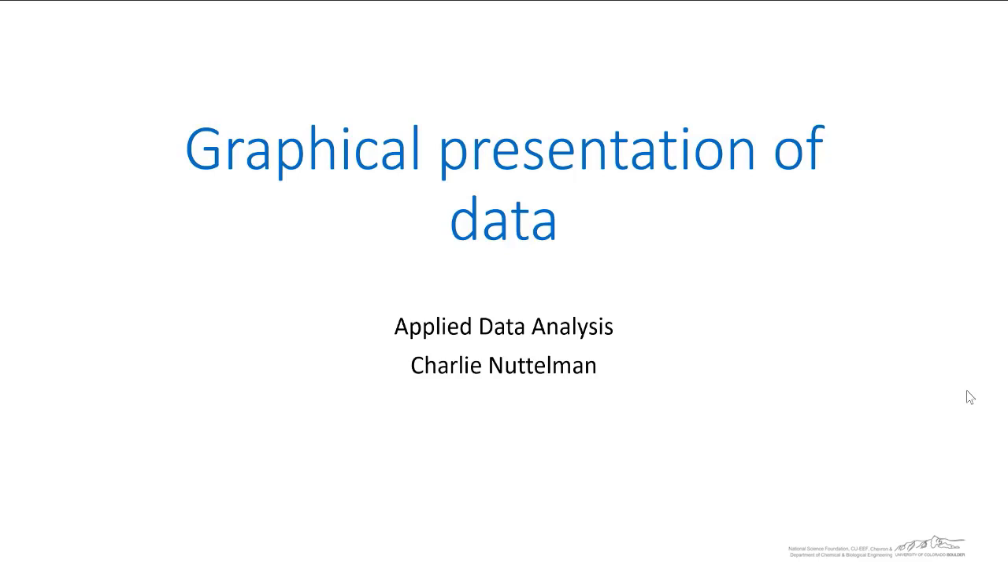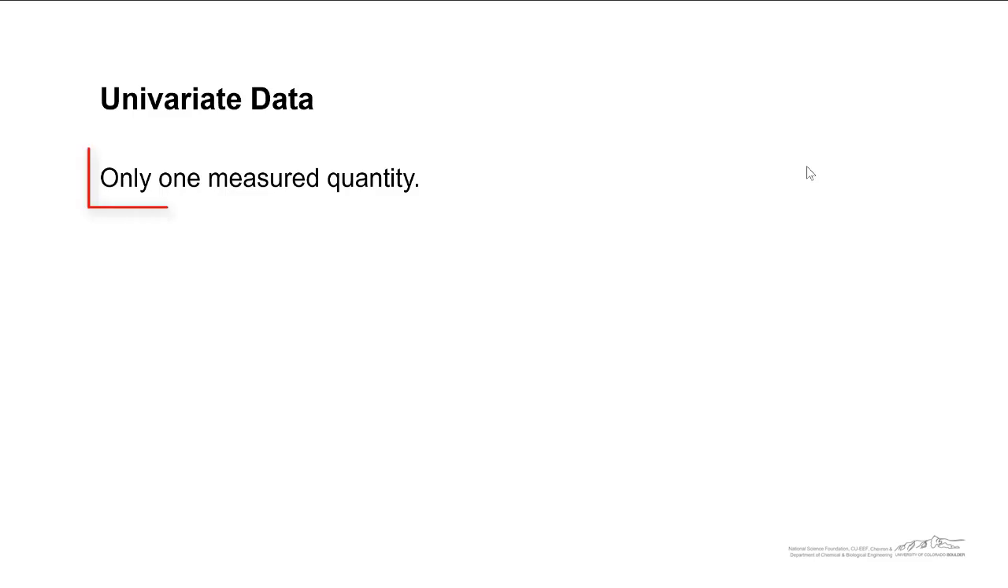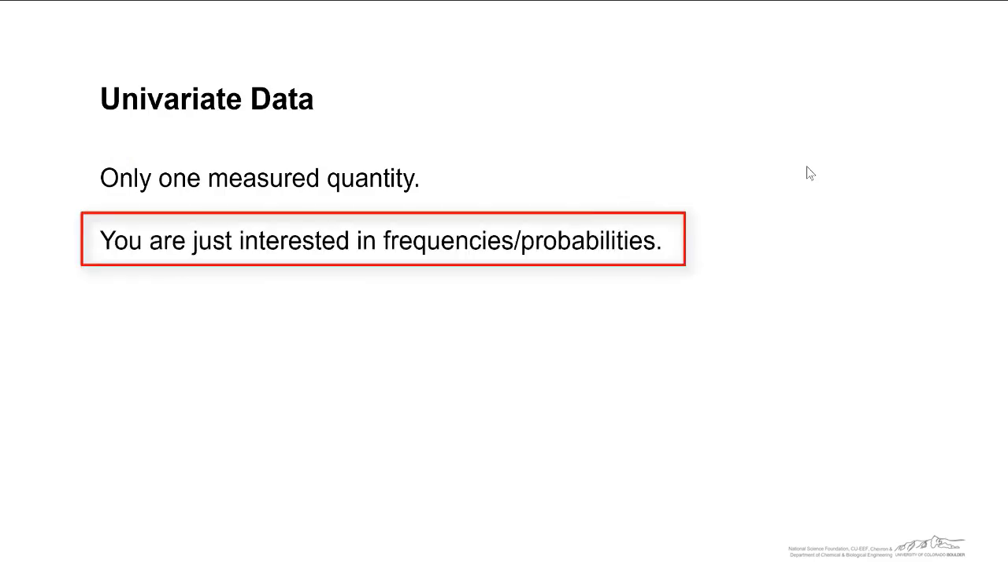In this screencast, you're going to learn or review graphical presentation techniques for data. In particular, we're going to talk about univariate data and bivariate data. Univariate data is when we have only one measured quantity, and we've been talking primarily about univariate data in this course up until now. You're just interested in frequencies and probabilities.